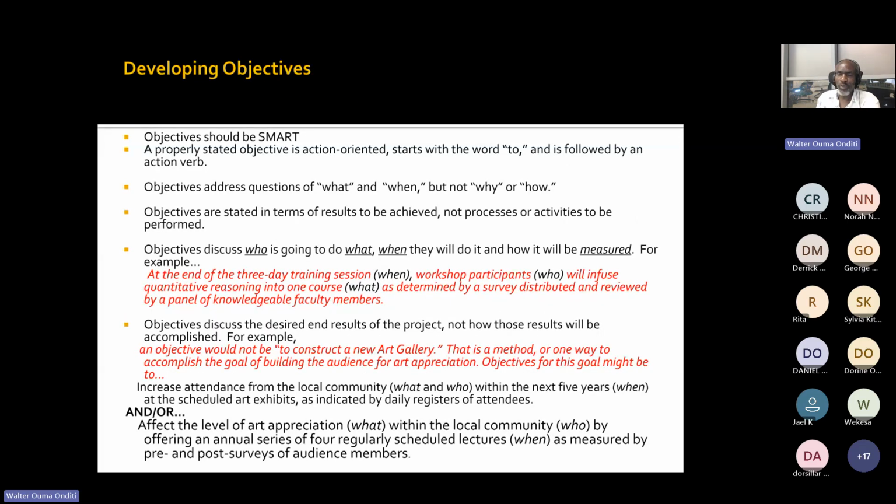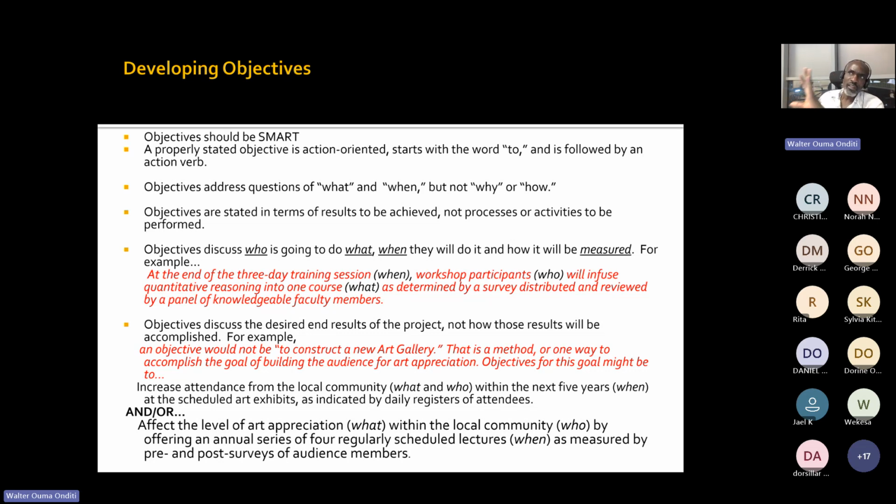Again, very critical. We have said SMART, but what does it mean when we say SMART? A properly stated objective is action-oriented, starts with the word "to," and is followed by an action verb. The objective addresses the question of what. Now, this is critical. Remember, we talked about impact, that is asking the question why. Why the project? The objective, or the purpose level, we say it should bring in the question of what then do we do? If we know the why, the long-term changes that we expect, you cannot do everything. Then we start asking the question, what will it do?